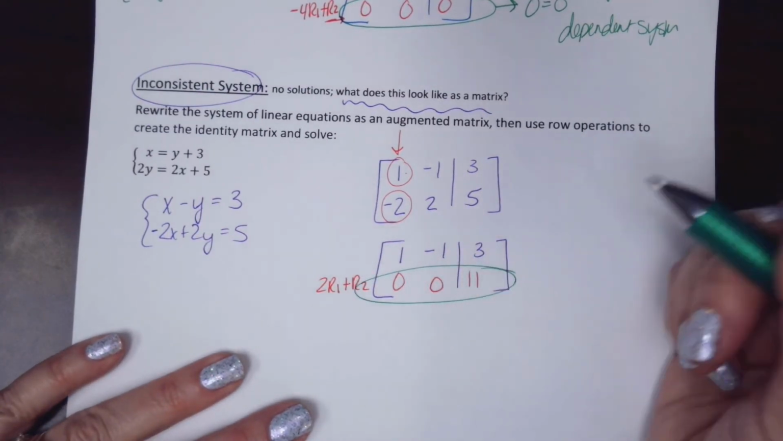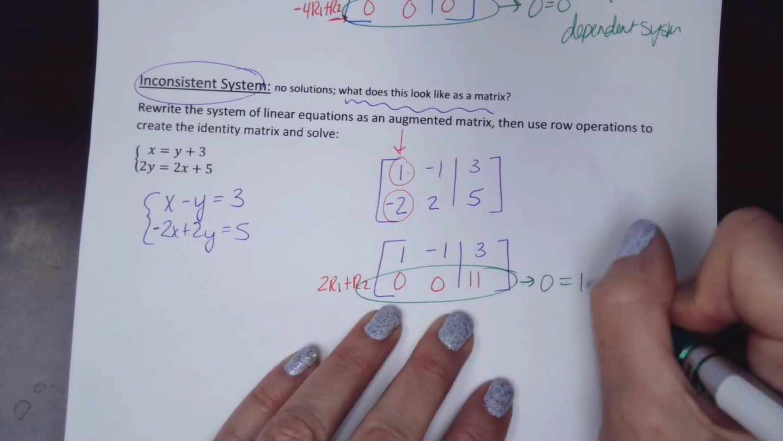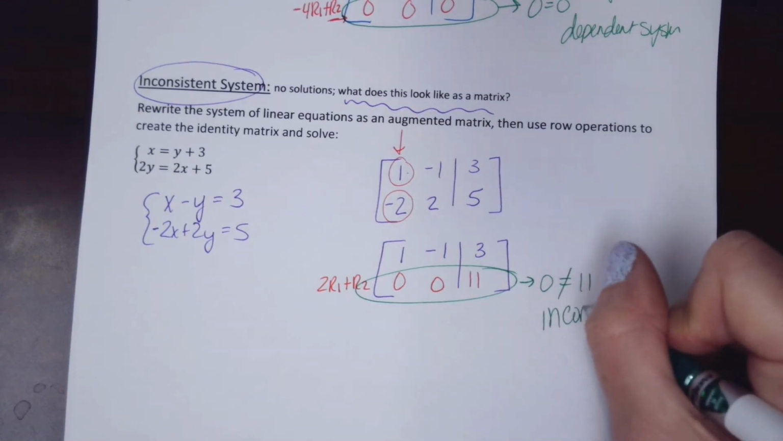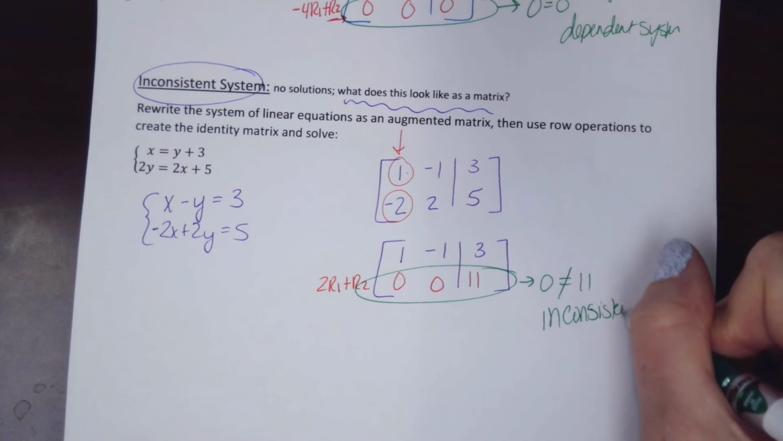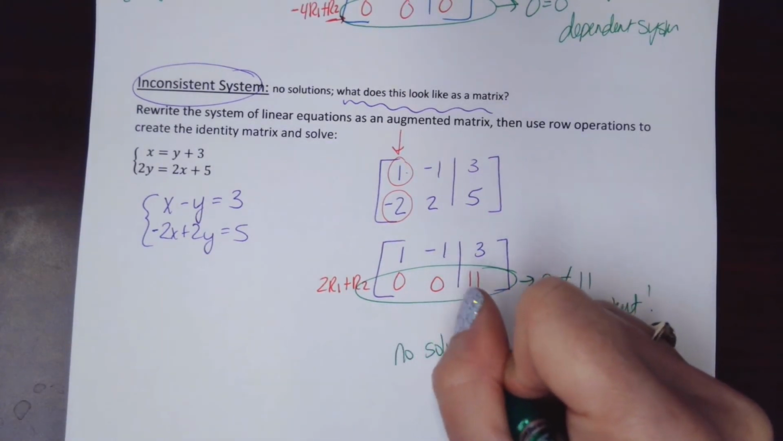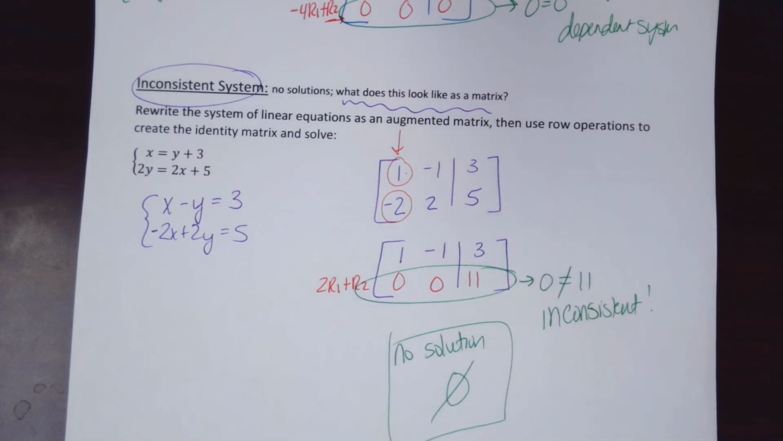My second row, what does that tell me? Well, left side equals right side. That gives me 0 equals 11, which is not a true statement. That's never true. So this is inconsistent. It's an inconsistent system, and there is no solution. Anytime I get a statement that is not true, I know I have an inconsistent system with no solution.